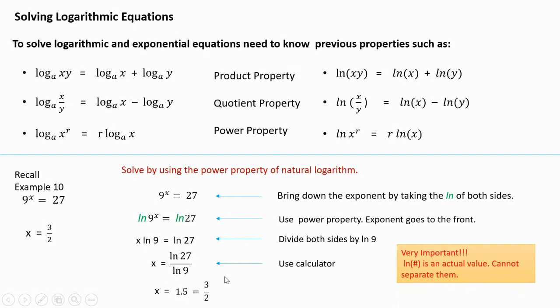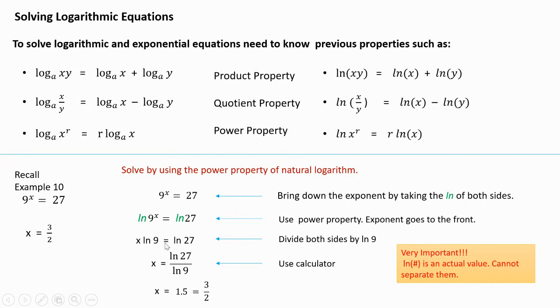Okay, now, hey guys, this is very important. At times when students don't have a good foundation with logs and also with the natural logs, they tend to divide 27 and leave the ln by itself there, and vice versa here with the 9. Hey guys, the ln of a number is actually a value.